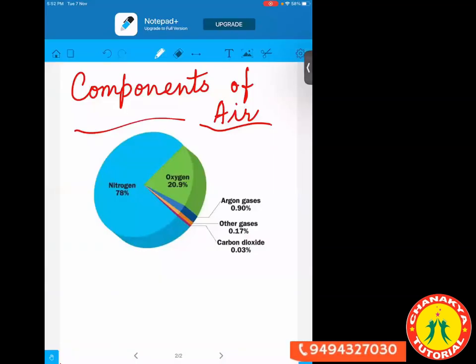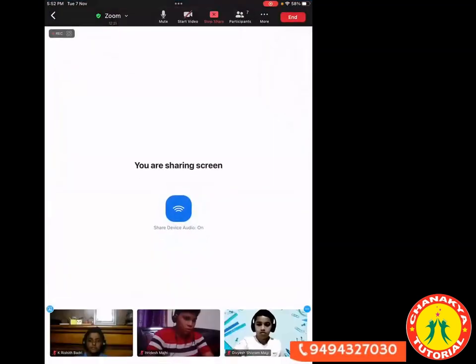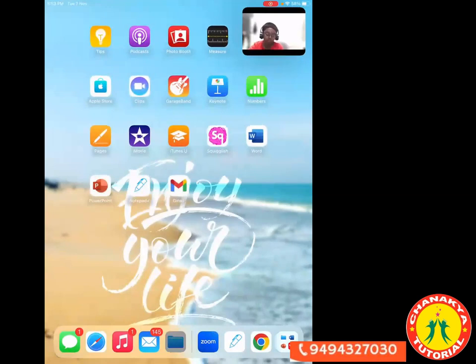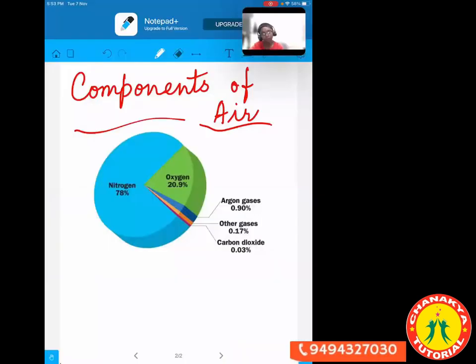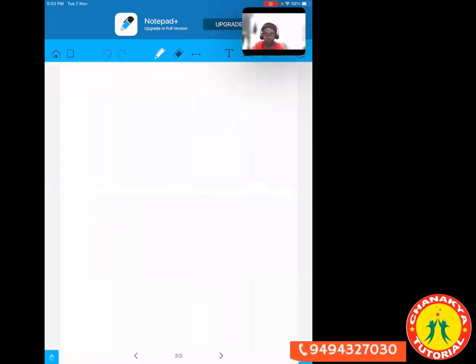Now, this is the diagram of the components or the composition of air. So, components of air, we can say composition of air. Composition means what the air is made up of, basically. So, it is made up of nitrogen, oxygen, the other gases like argon, neon, krypton, xenon, and the carbon dioxide is 0.03%. Now, we'll start with the first one, which is nitrogen.